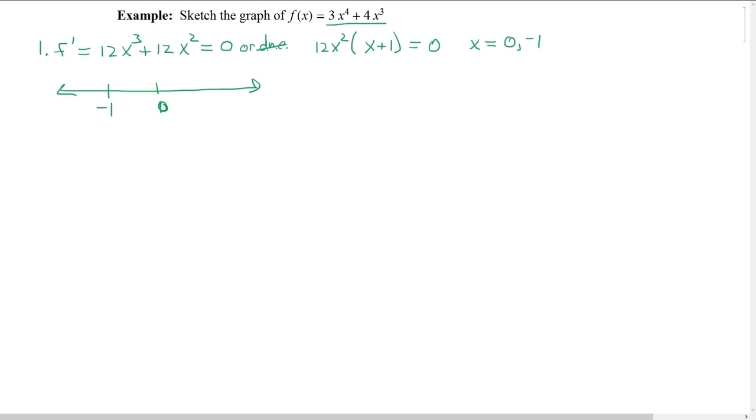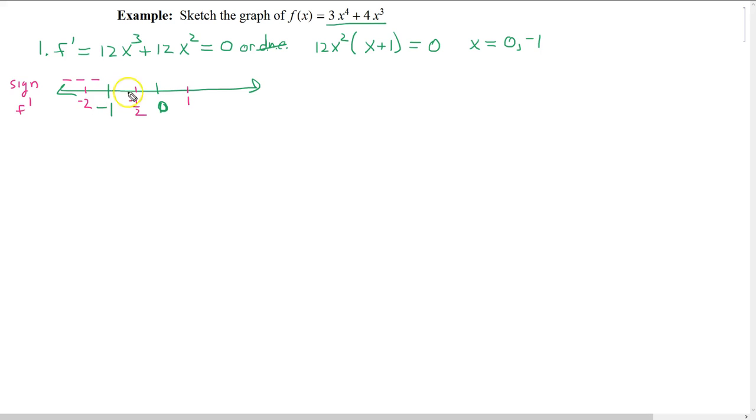Pick test points: negative 2, negative 1/2, 1. Put these numbers into the first derivative. Here's a nice factored form, and identify where our derivative is positive and negative. So we're looking here at the sign of f prime. And so let's see, if we put negative 2 in here for x, this term is always positive. 12x squared is always positive. So if we put negative 2 in here, we get a negative number back. So that's where we are decreasing.